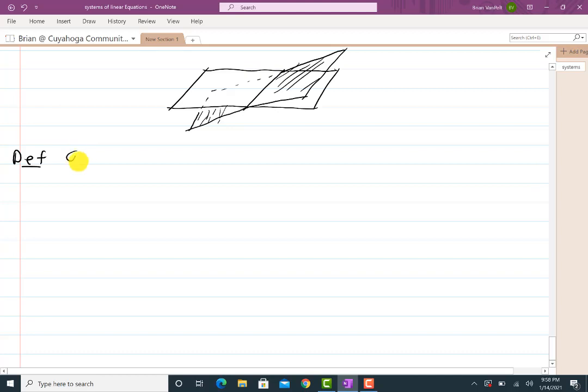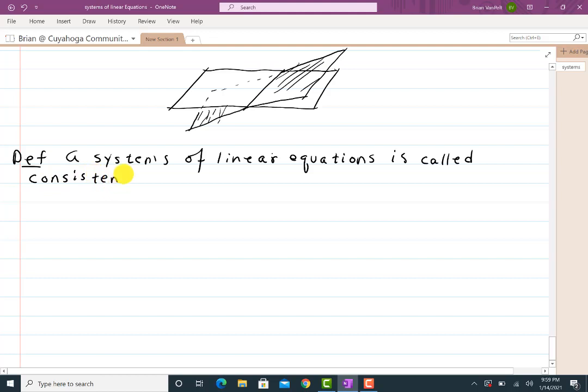A system of equations. Well, let's be careful here. I shouldn't say a system of equations. What we're dealing with here are linear equations. None of this stuff would be true for equations in general because the lines don't have to be lines, they can be curvy. So a system of linear equations is called consistent if it has at least one solution.